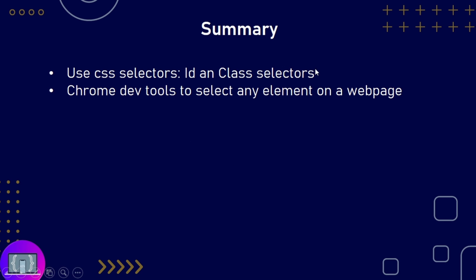So in summary of this tutorial, we saw how to use the ID and the class selectors to select HTML elements to style on the page, and we also saw how to use the Chrome DevTools to select elements to style on the page.